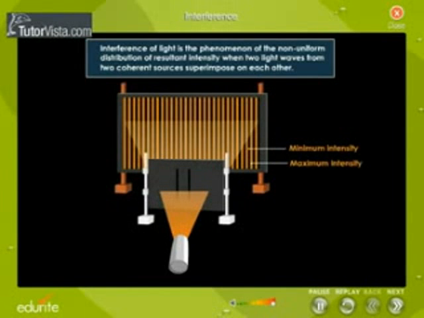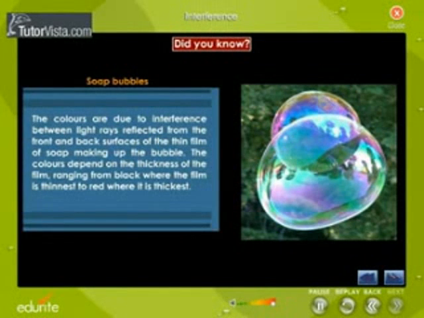Thus, interference of light is the phenomenon of the non-uniform distribution of resultant intensity when two light waves from two coherent sources superimpose on each other. The colors are due to the interference between light rays reflected from the front and back surfaces of the thin film of soap making up the bubble. The colors depend on the thickness of the film, ranging from black, where the film is thinnest, to red, where it is thickest.